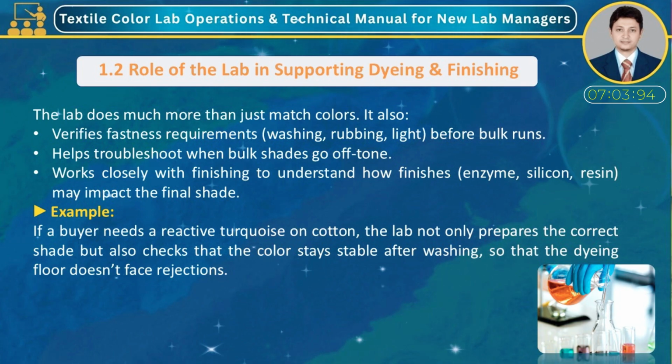In addition, the lab works closely with the finishing department to understand how different finishing processes, such as enzyme, silicone, or resin finishes, can affect the final shade appearance. For example, if a buyer requests a reactive turquoise shade on cotton, the lab not only develops the correct color, but also checks its stability after washing. This ensures that when the shade goes into bulk production, the dyeing floor does not face rejections, rework, or customer complaints.